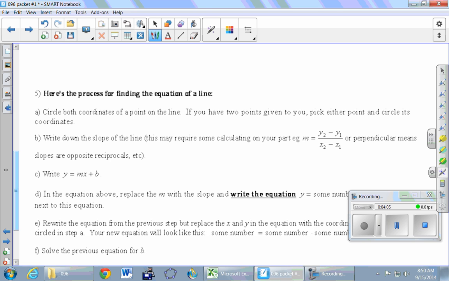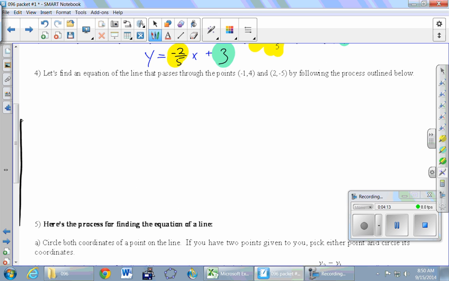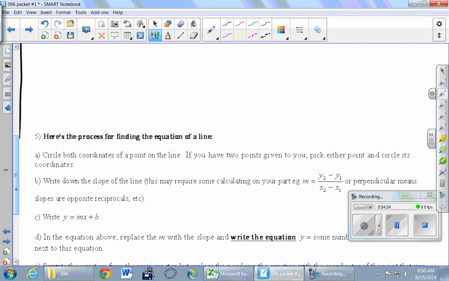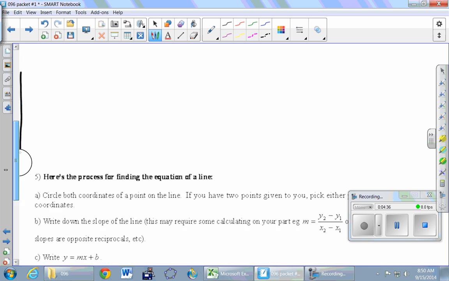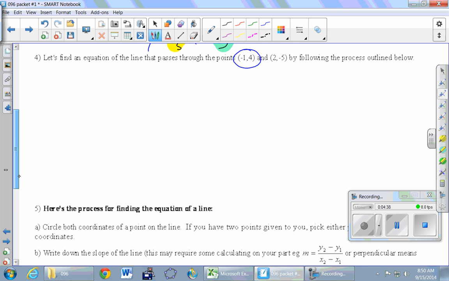It says circle both coordinates of a point on the line. If you have 2 points given to you, pick either point and circle its coordinates. So I'm just going to grab that first point right there and circle its coordinates. And then part B says write down the slope of the line, and this may require some calculating on your part. For example, you might have to use this y2 minus y1 equation to get the slope. So let's get the slope of the line connecting those 2 points.